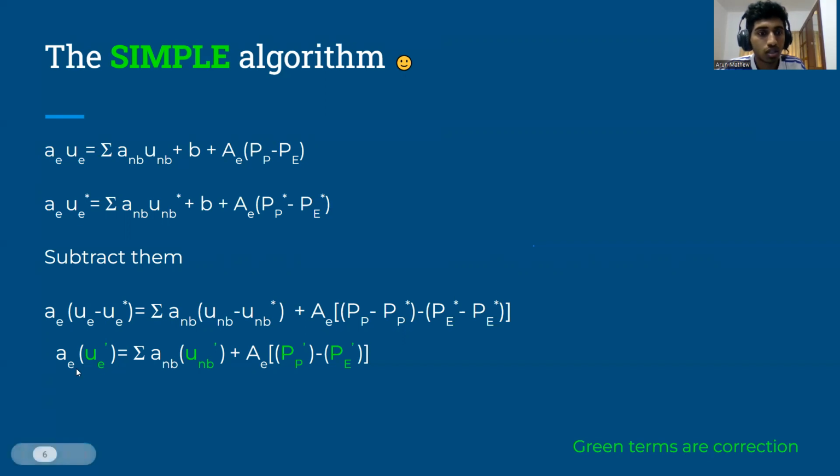Here we can see that the velocity correction at a point will be a combined effect of velocity correction at neighboring points and pressure correction at neighboring points. Here uE dash is the velocity correction and pE dash is the pressure correction, as you can see.